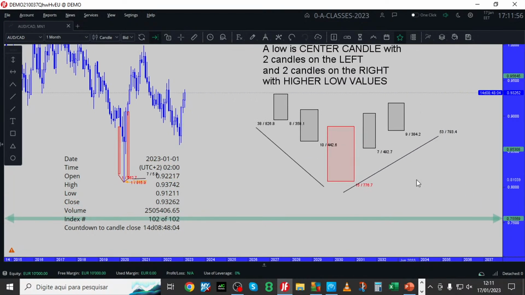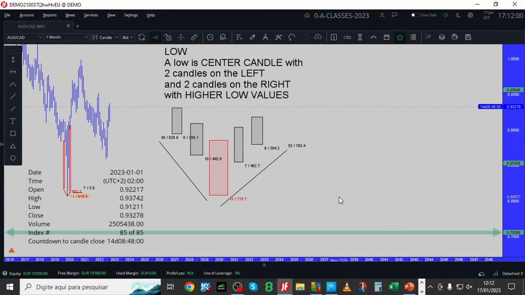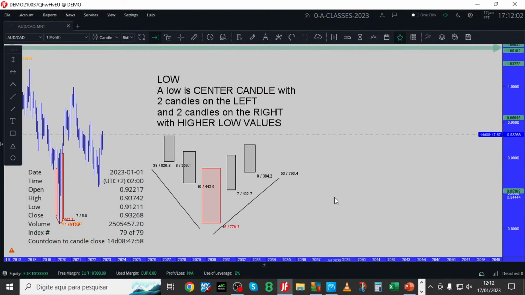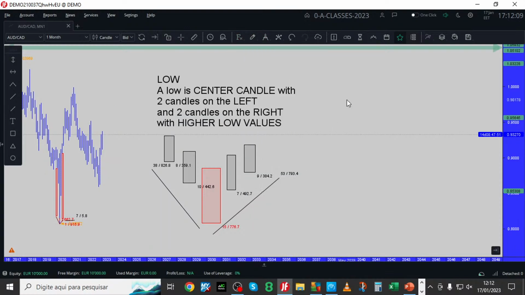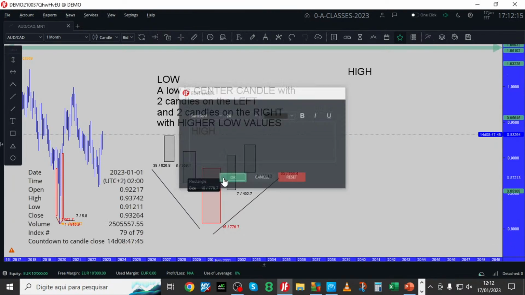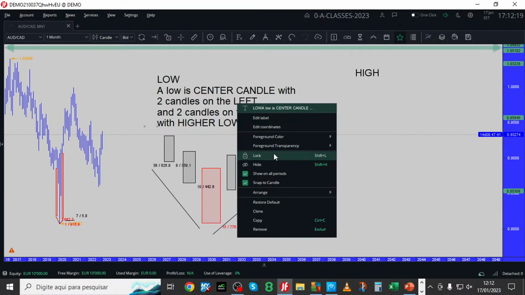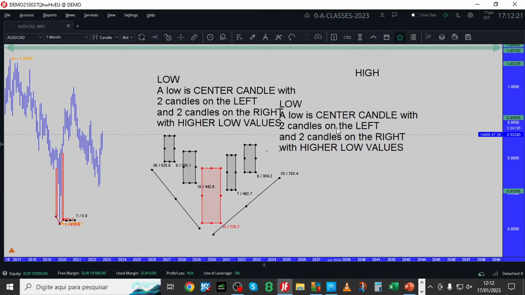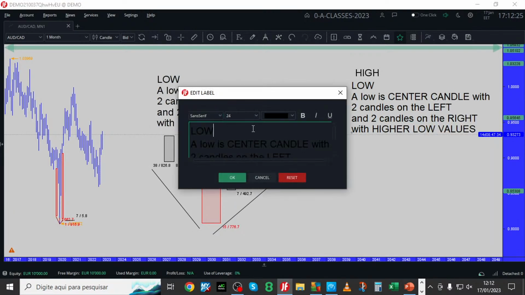Now, if a low is a center candle with two candles on the left and two candles on the right with higher low values, then what is a high? Type in the chat, everybody, what is a high? Exactly, a high, it's all the same, just in reverse. So we're going to clone and edit.